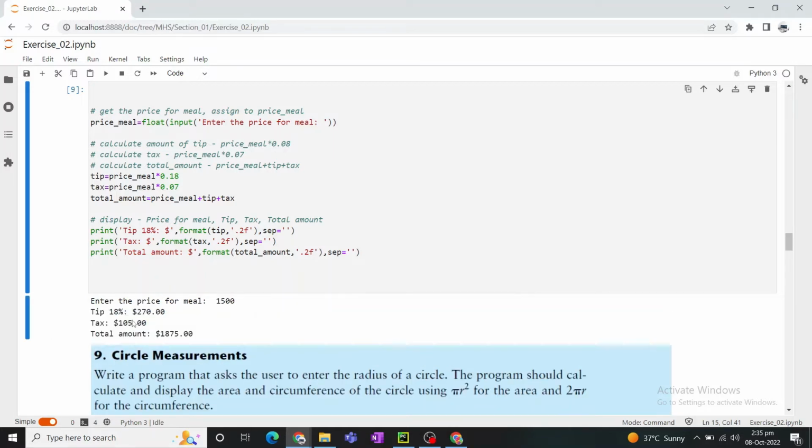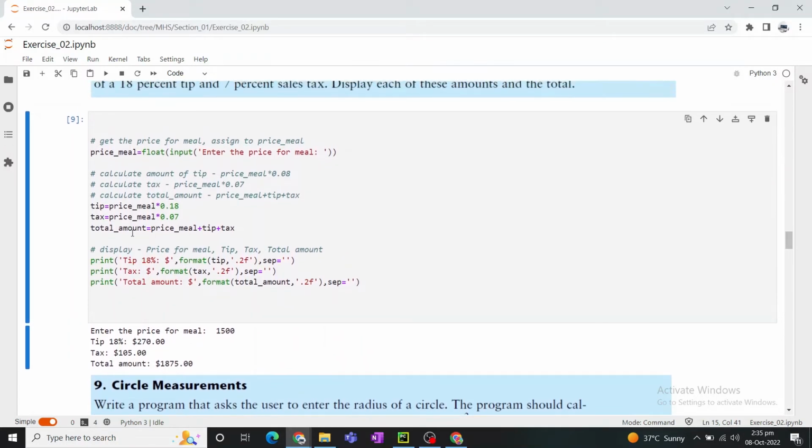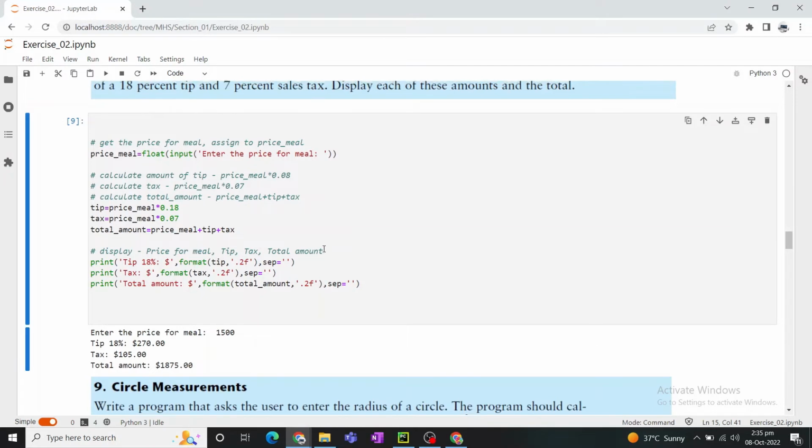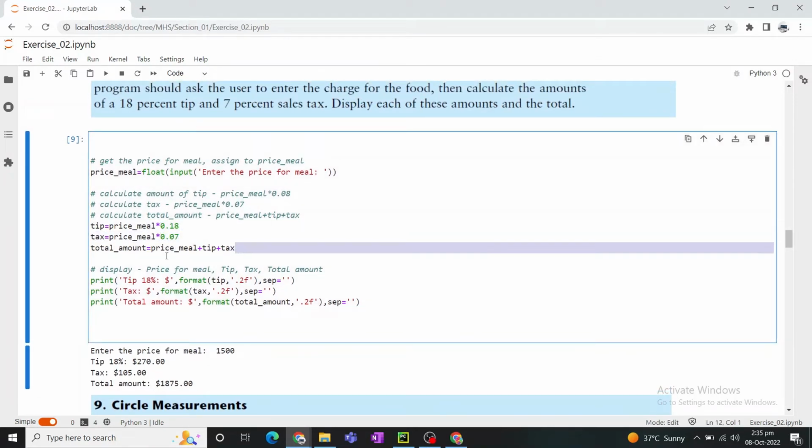So the tip amount was $270, and the tax amount was $105. And when we add the 270 and $105 to the 1,500, the total cost is $1,875, by adding tip and tax amount to the price of the meal. So this is basically the total amount over here. So we are also doing 2 mathematical operations over here, the multiplication and the summation, by adding price of meal, tip, and tax.